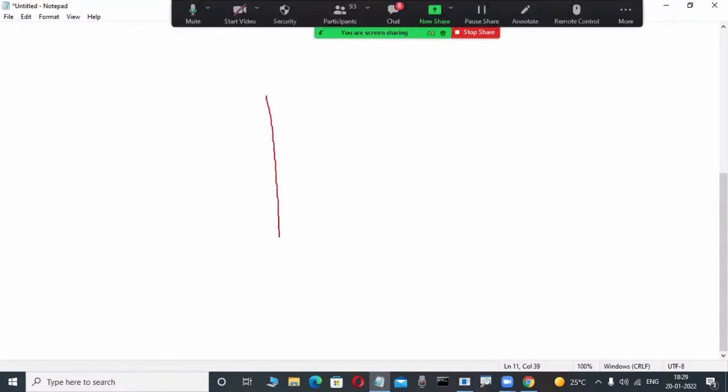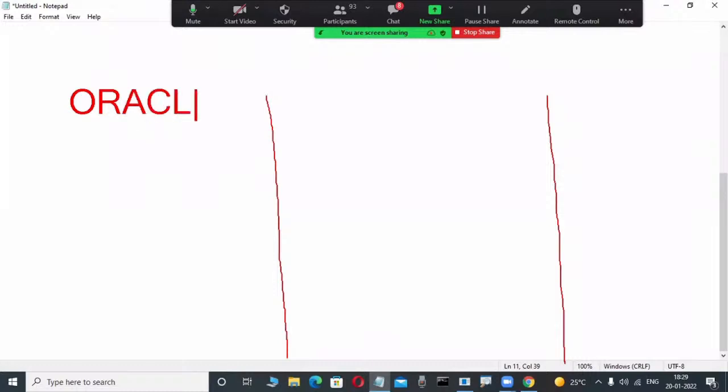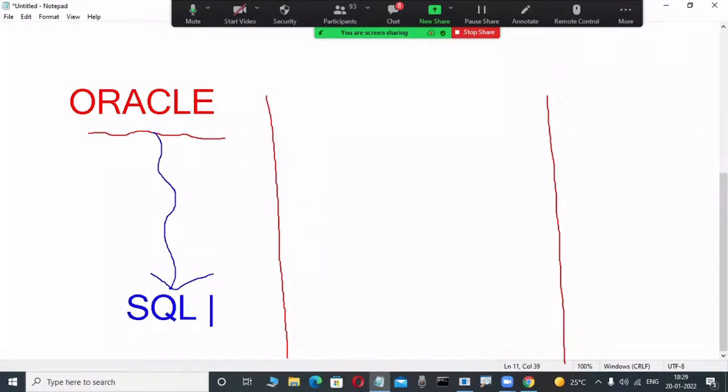Suppose I am working in a company. Whenever I am working in a company, I have a doubt, or you may have a doubt about me. I'm working on an Oracle project. Oracle is a relational database product. If I want to operate this relational database product, I use SQL, a language. Observe, SQL is the language I'm using.